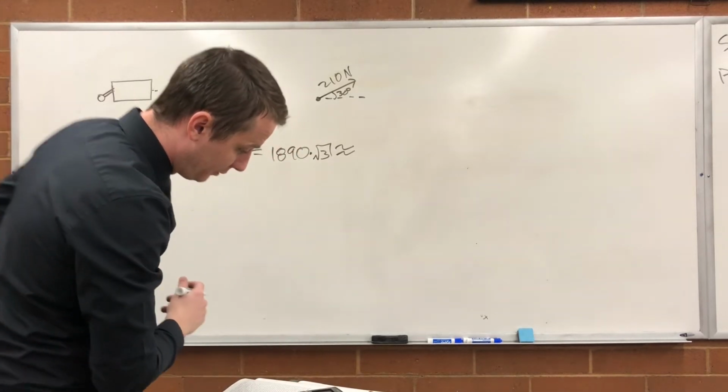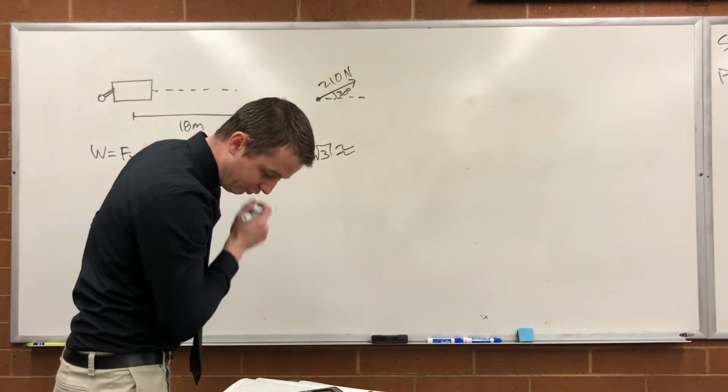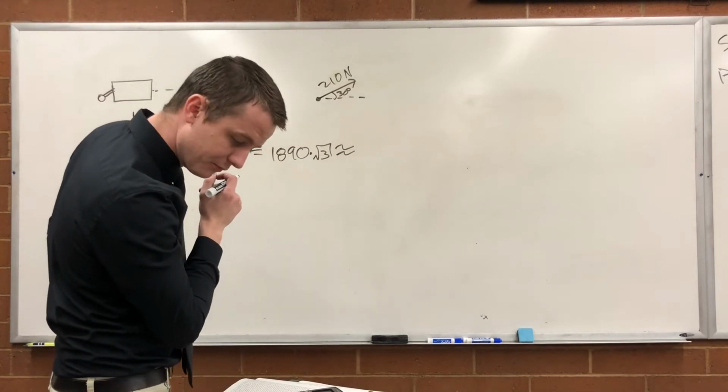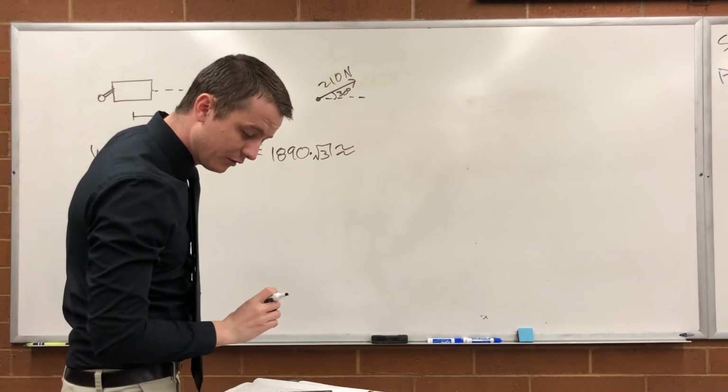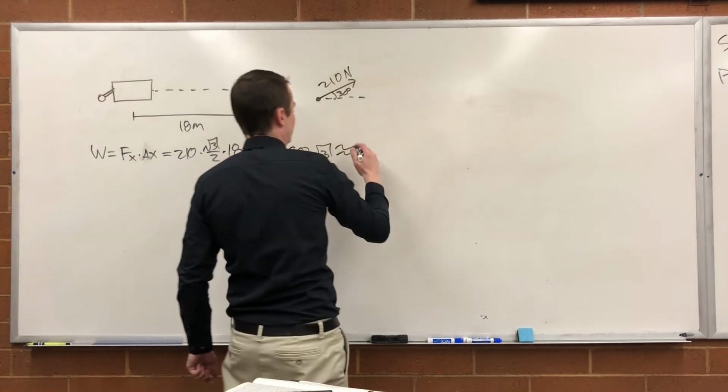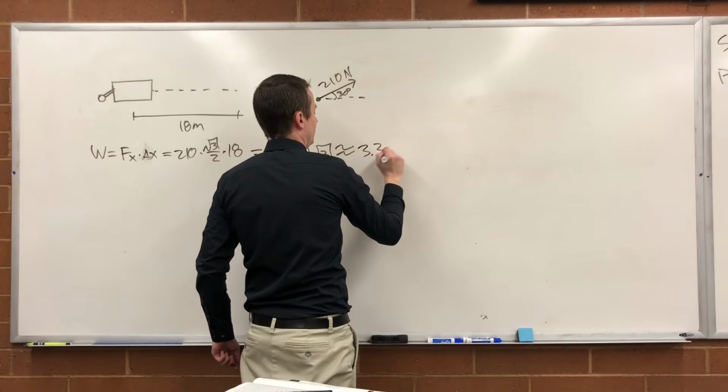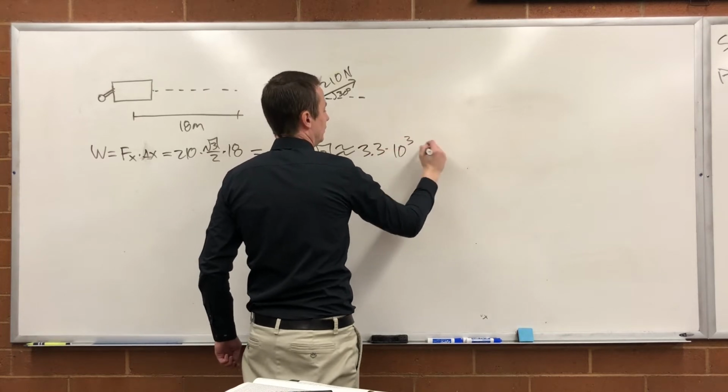And how many significant figures do we have? Just 2 significant figures. And so we've got roughly 3.3 times 10 to the 3 joules.